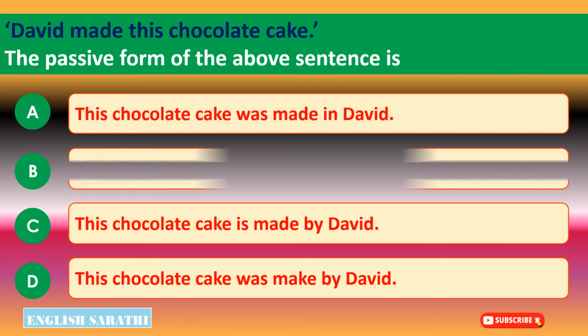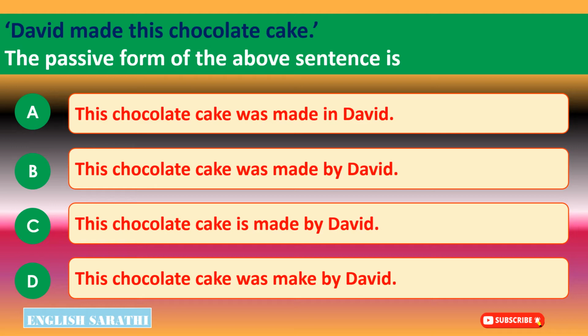The correct answer is option B. This chocolate cake was made by David. David made this chocolate cake. This sentence is in the simple past. We use "was made" in the passive form. This chocolate cake was made by David.